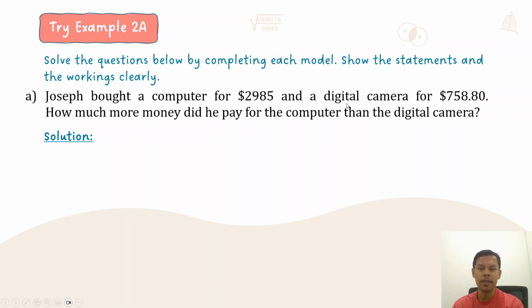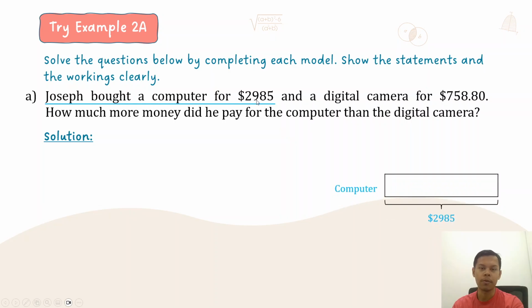So when you have this kind of question, you need to make sure you know how to use the model drawing comparing two objects. Okay, so the first line, computer for 2985. So let's just draw a rectangular box, 2985, and then label it as computer. The second part is the digital camera for 758.80.